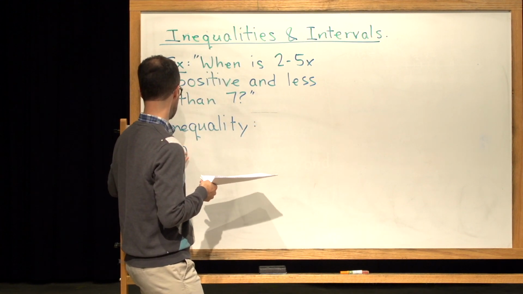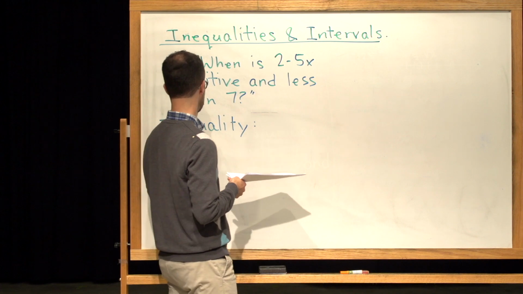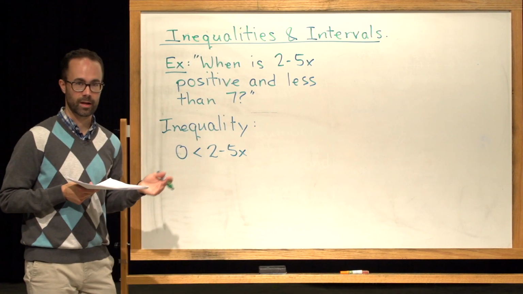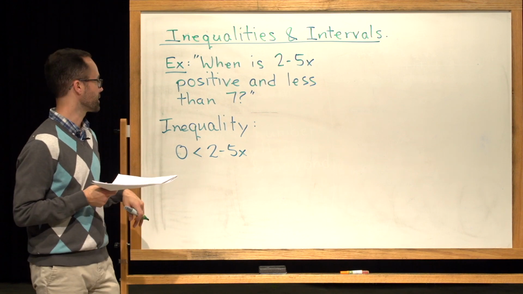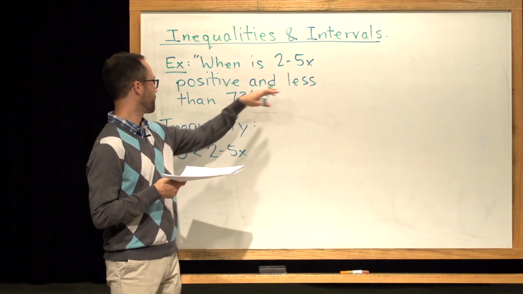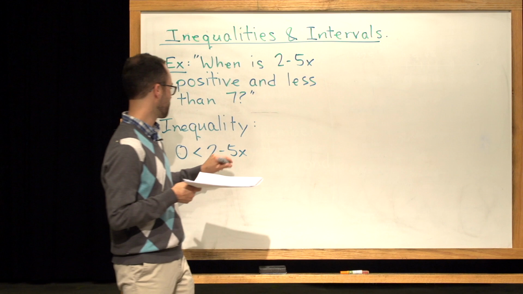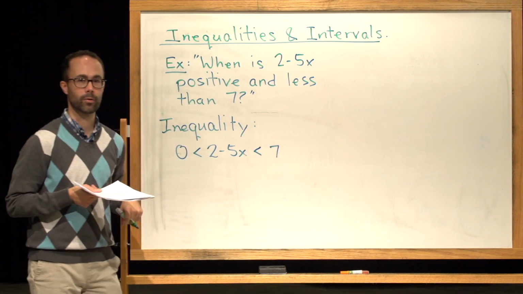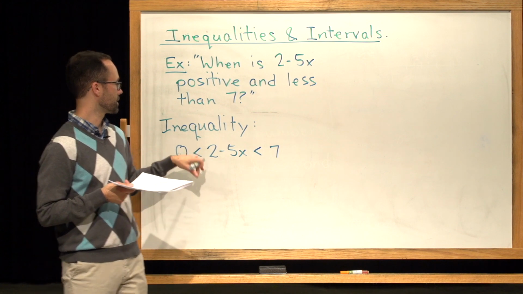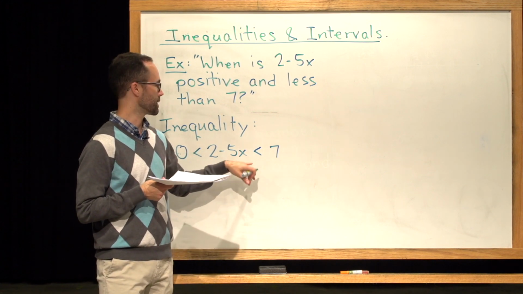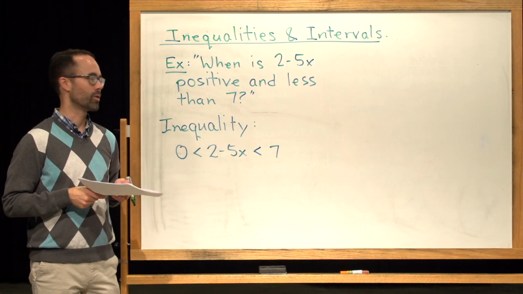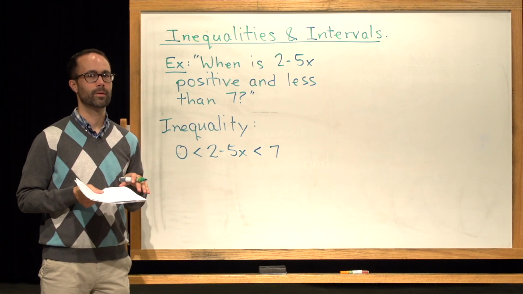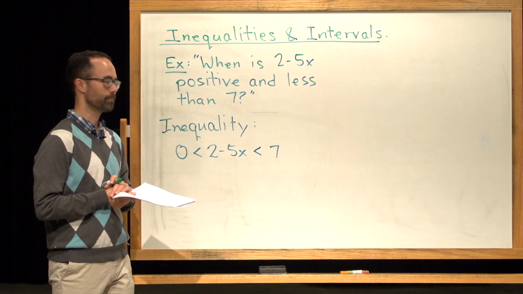We need 0 to be less than 2 minus 5x. So we're just saying 2 minus 5x is greater than 0. It's positive. And then we also have the condition that it's less than 7. So typically those get combined into one inequality: 0 is less than 2 minus 5x is less than 7. So what I'll ask you to do here is to take a moment and try it out, and then we'll move on to the next part.